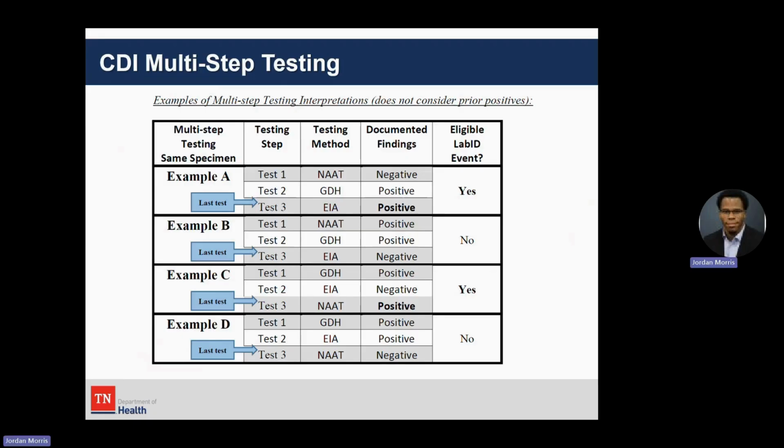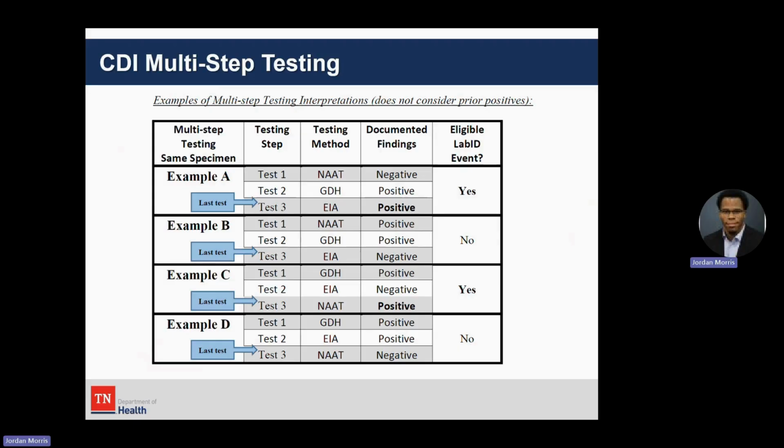For example A, your first test is negative, second test is positive, and third test is positive. So your documented result will be positive. So it is an eligible LabID event. For example B, your first test is positive, second test is positive, and third test is negative. So your documented result will be negative. So this will not be an eligible LabID event.